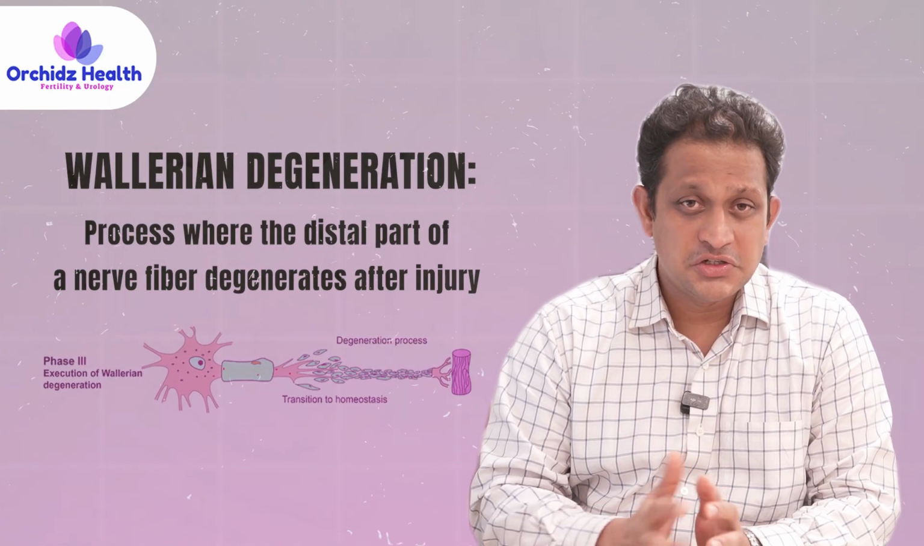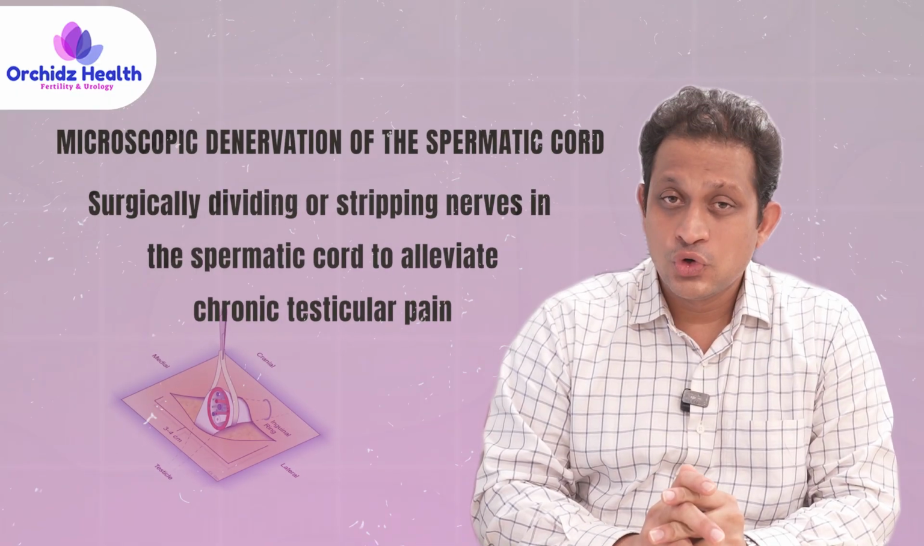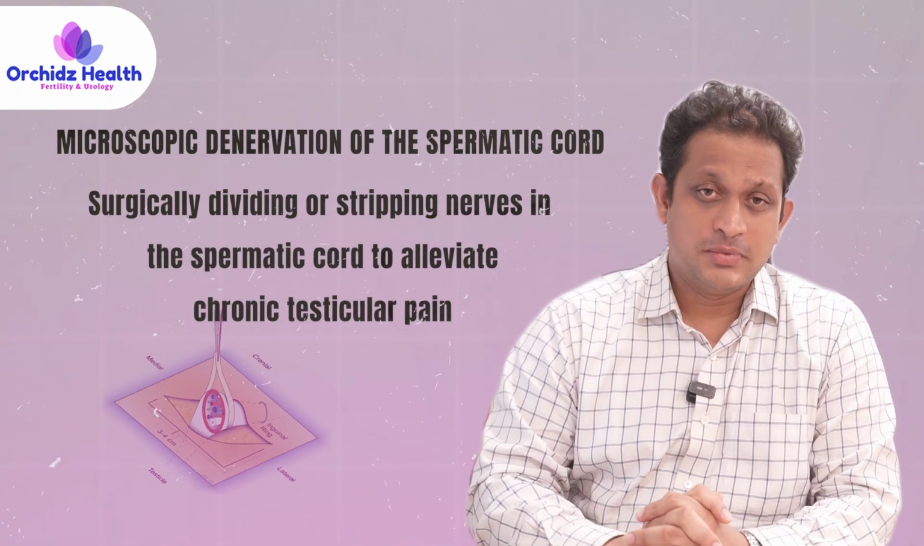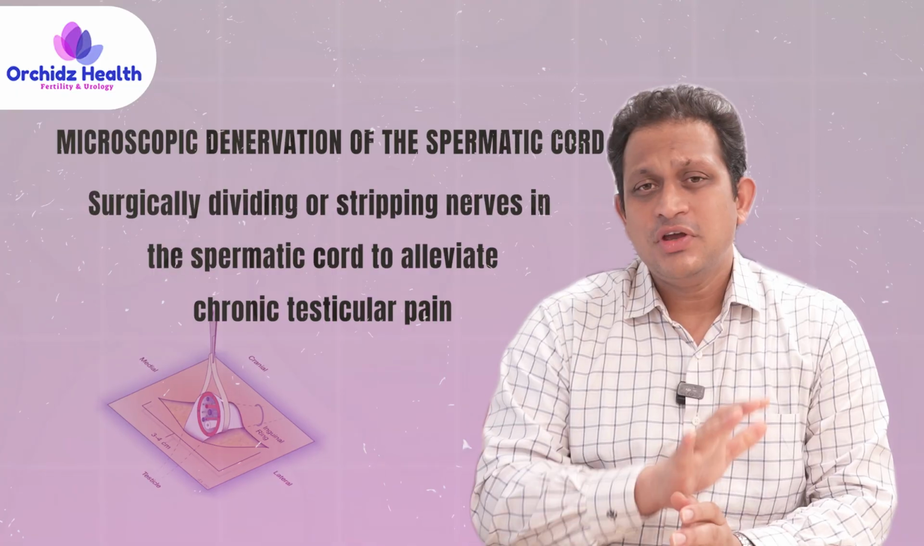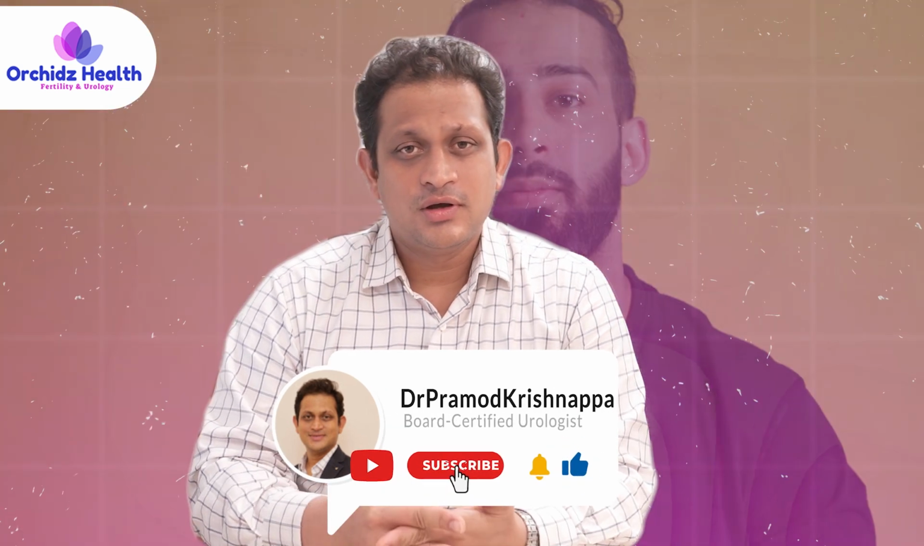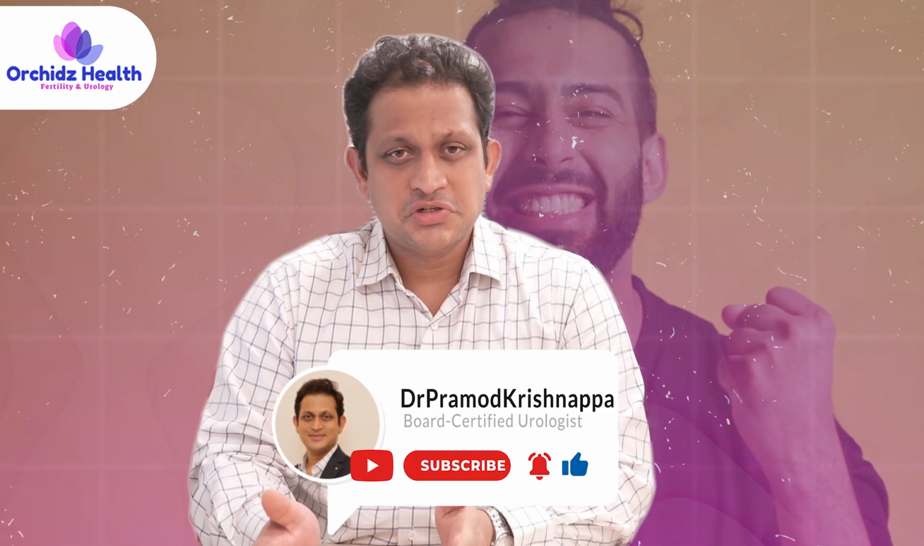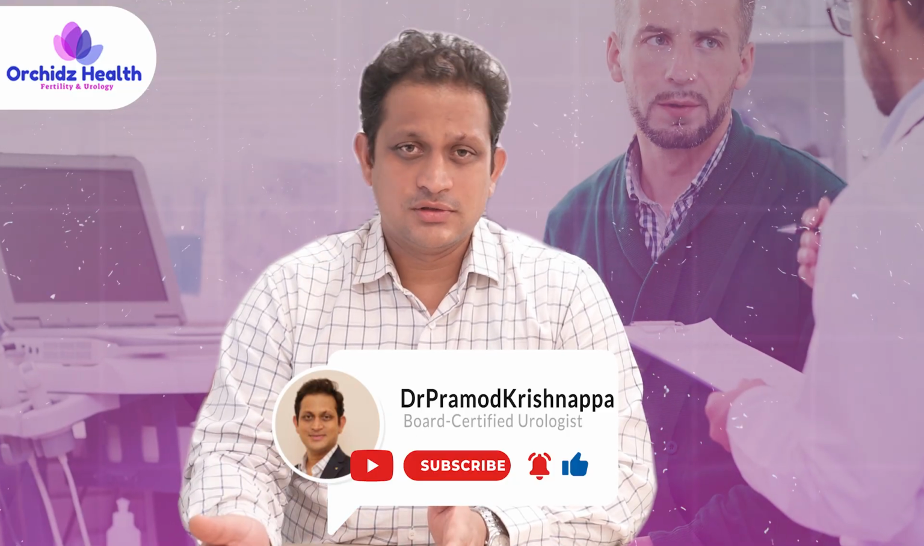And in case of Wallerian degeneration of the nerves, we sometimes offer microscopic denervation of the spermatic cord. So these are the various options. Of course, clinical examination and a few diagnostic scans are needed to identify these conditions, and most men do quite well after a complete evaluation is done and after undergoing successful treatment.